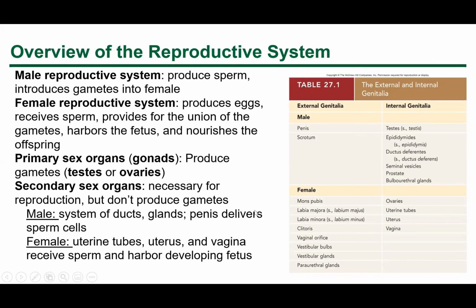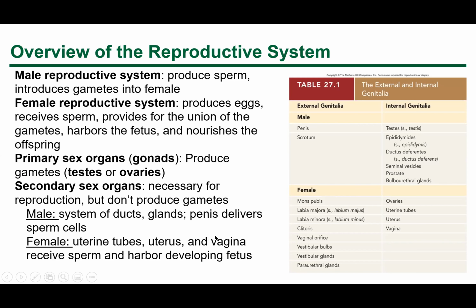So the primary sex organs are the gonads. These are testes or ovaries. They're called primary because they actually produce the gametes in question. Secondary sex characteristics, like for example a penis or a vulva, are more involved in the act of reproduction. They don't actually make anything that is particularly useful for making a new person.